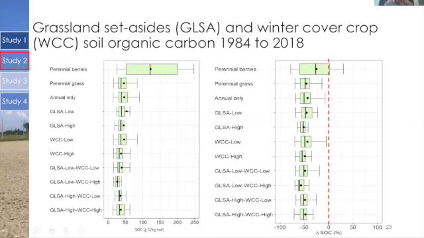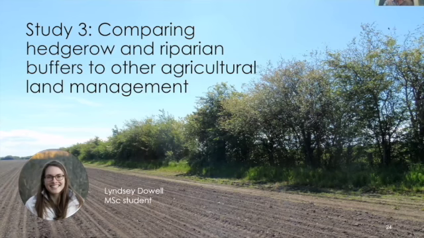So this is concerning, and we're certainly digging into this data set deeper. We need to better understand and validate this information. So the third study that we looked at was conducted by my graduate student, Lindsay Dowell, who's graduated now and works for the Nature Conservancy.